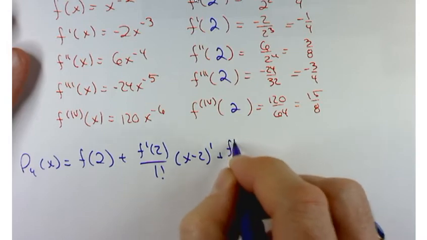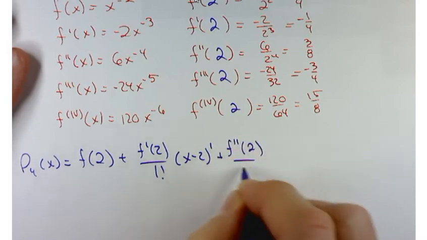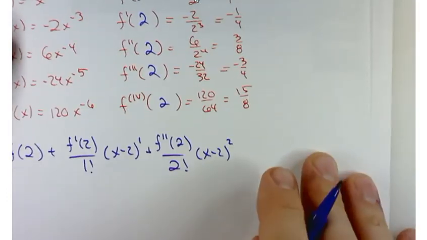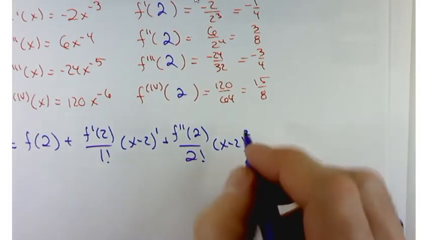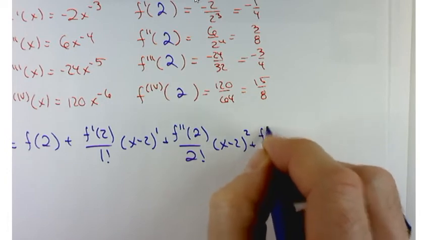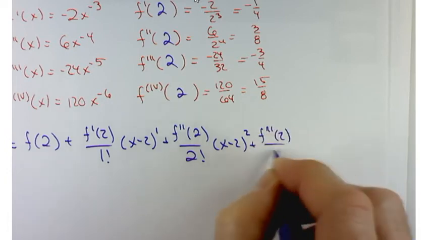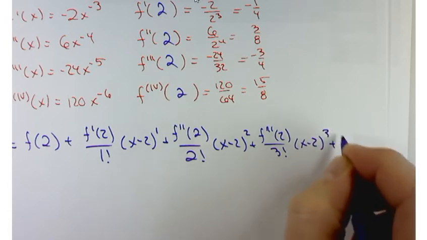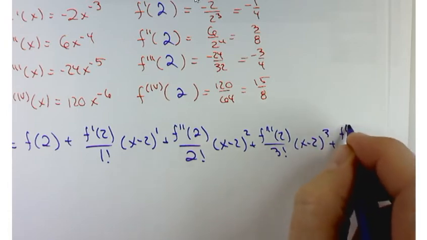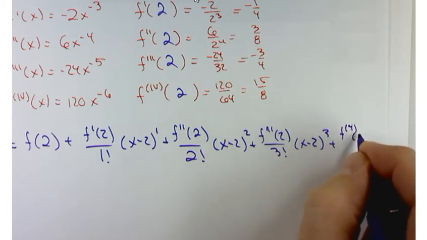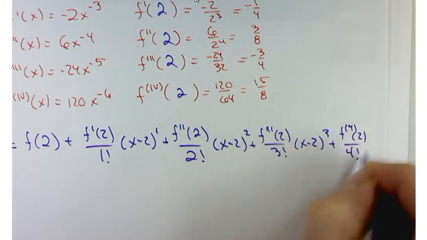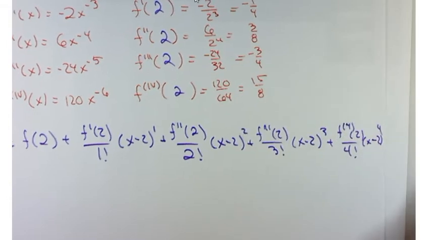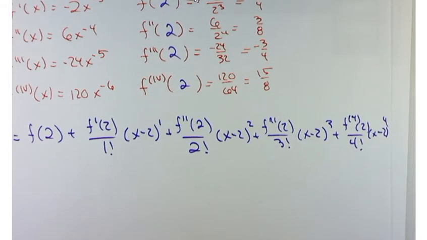Plus f double prime of 2 over 2 factorial times x minus 2 to the second power. 2 more. Plus f triple prime of 2 over 3 factorial times x minus 2 cubed. And then last but not least, f to the fourth power of 2 over 4 factorial times x minus 2 to the fourth power. Sorry, I'm kind of running out of room there at the edge.